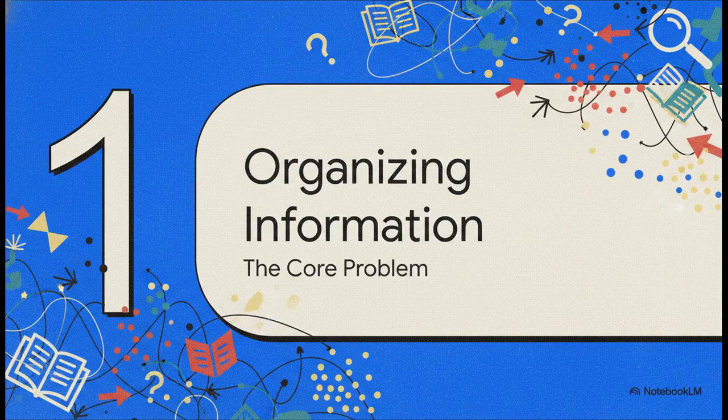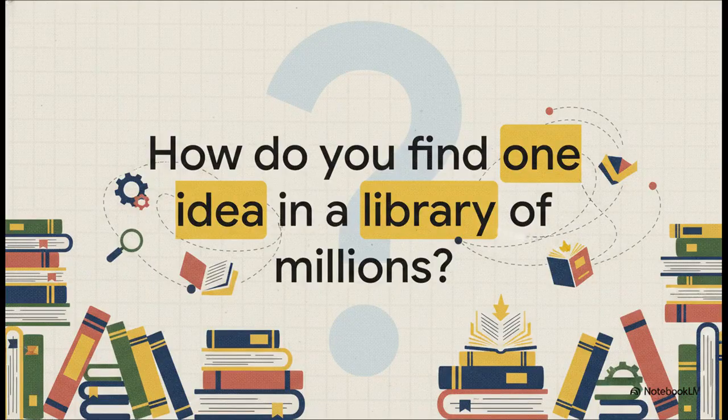All right, let's start with the big one. We are swimming in an ocean of information that's getting deeper every single second. But honestly, without a way to navigate it, it's all just noise. So how do we find the signal in all that static? Really think about it. Imagine you walk into the biggest library you've ever seen, but there's no catalog, no signs, nothing. And you're not looking for a book title, you're looking for one specific idea. Where would you even start?